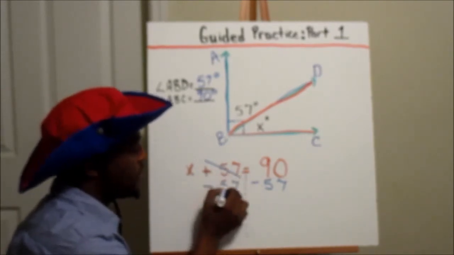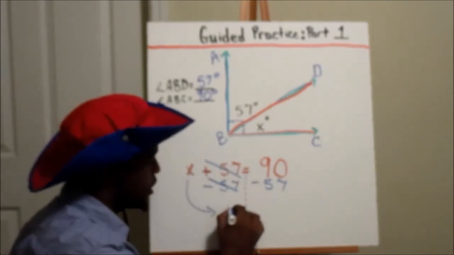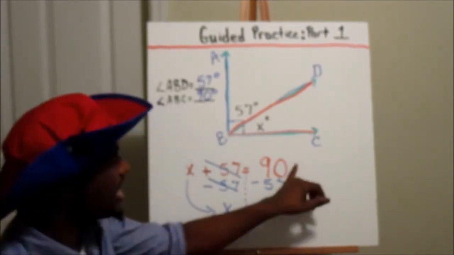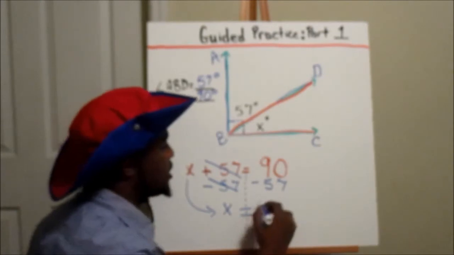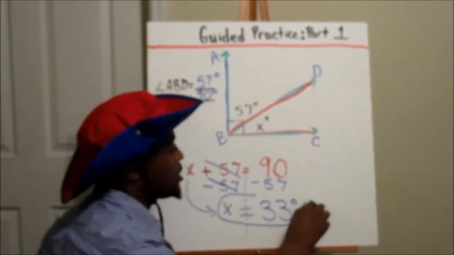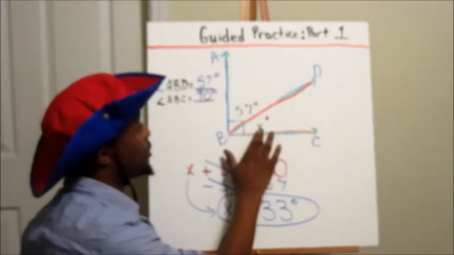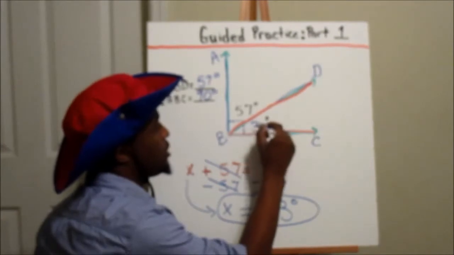57 positive, 57 minus 57 will leave me with just X. Alright, those cancel each other out. I'm left with X equals, and 90 subtract 57 is 33 degrees. Alright? So that lets me know that the measurement of my final angle X is 33 degrees, so I can substitute that in. 33 degrees.